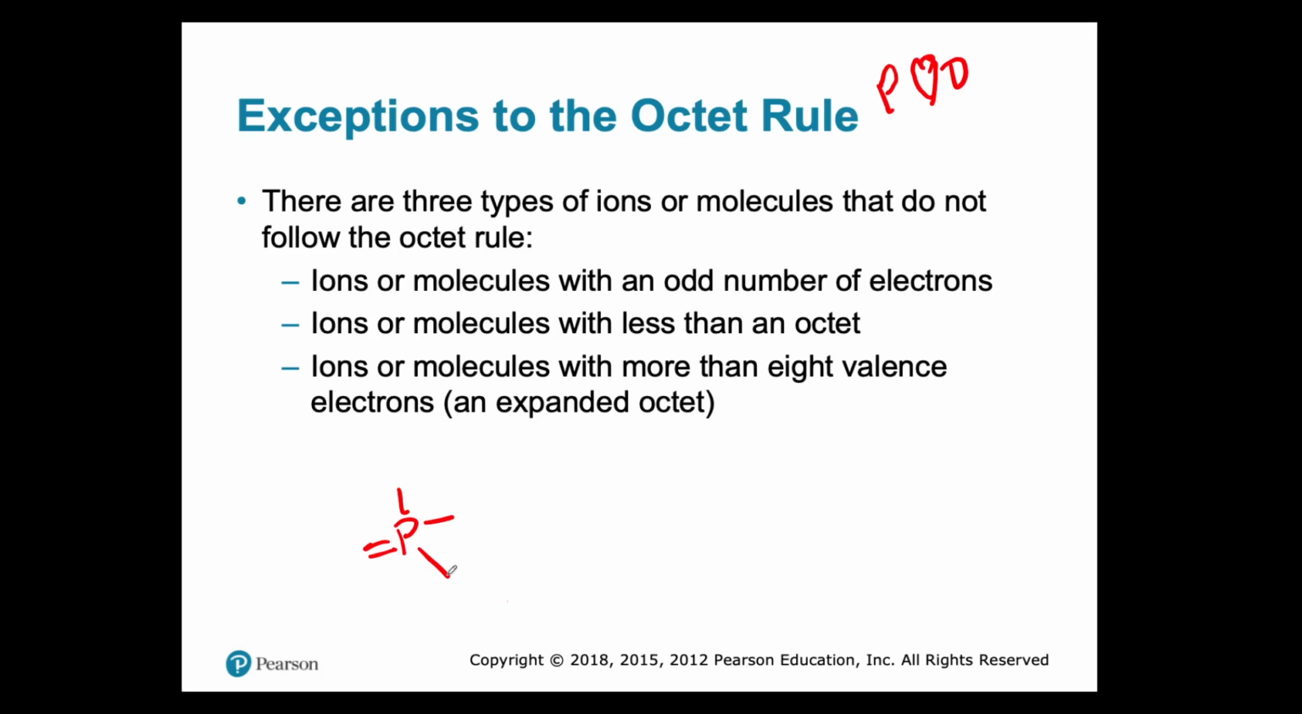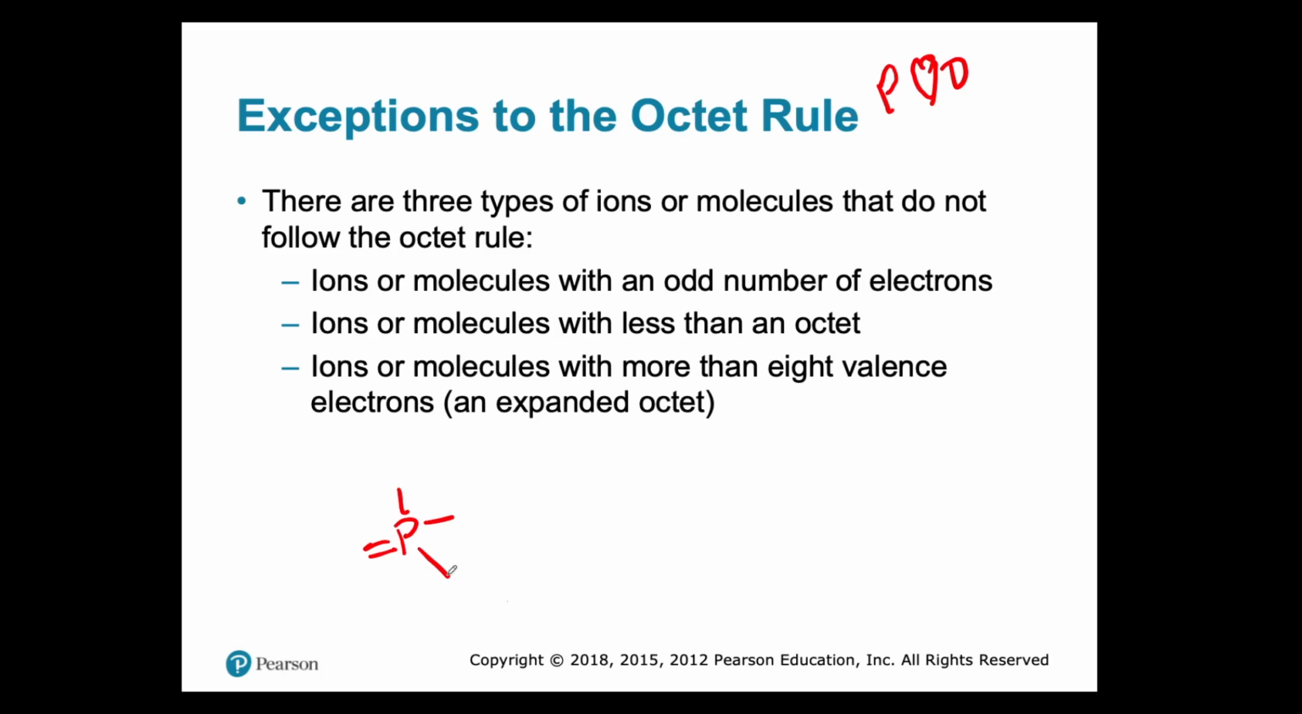Molecules with an odd number of electrons are an exception to the octet rule. Makes sense, because if you have an odd number of electrons, how are you going to get to 8? There are some that will do that. I'll show you one in a second. There's just no way getting around it. They're unstable, but they do exist.